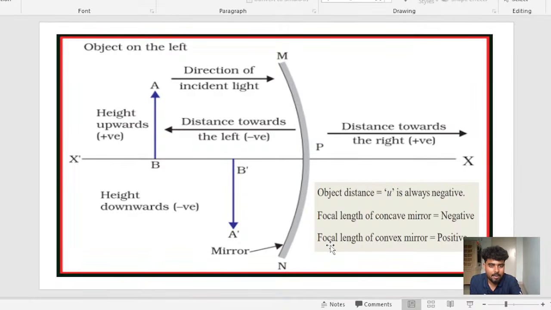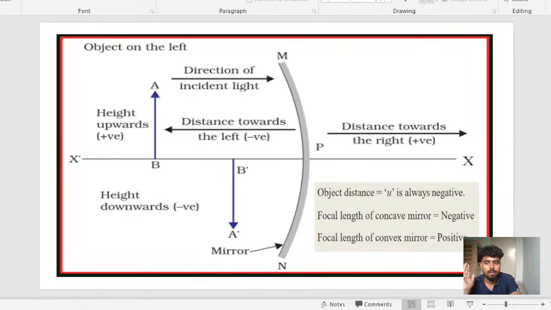Okay. Now please listen here. The important key points from this topic: object distance will be u. It is always kept at the left hand side of the mirror. It is always negative. Focal length of a concave mirror is always negative. Focal length of a convex mirror is always positive. These are the key points you should remember.